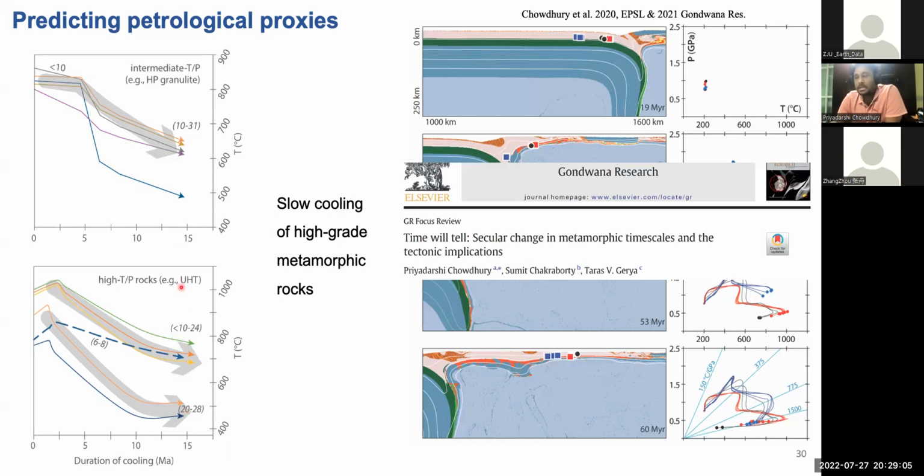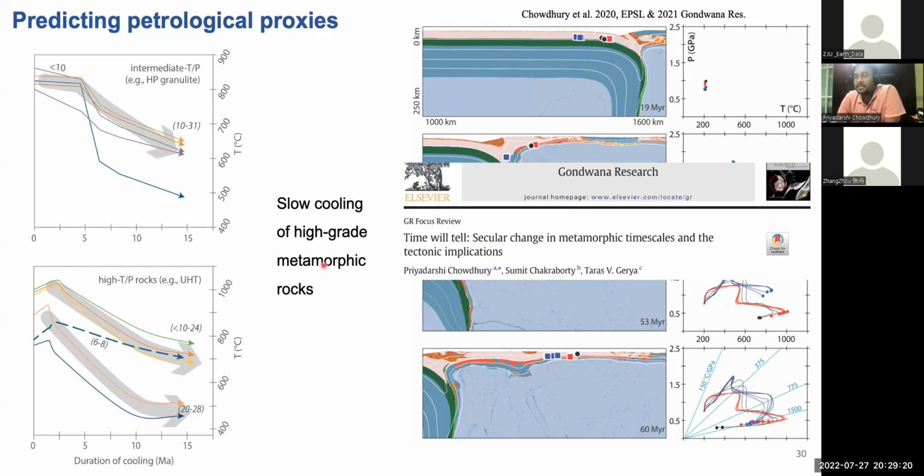So overall, if you see for this kind of high grade rocks, not the UHT, but the ultrahigh pressure, the high pressure granulite, the intermediate P/T rocks, we are showing some order of magnitude slower cooling than what we see on the modern Earth, or at least in the Variscan compared to that.